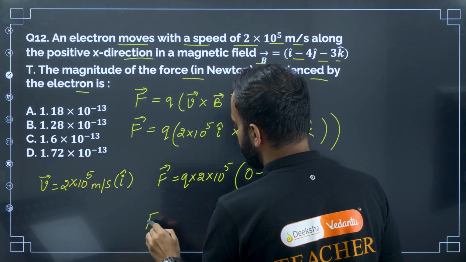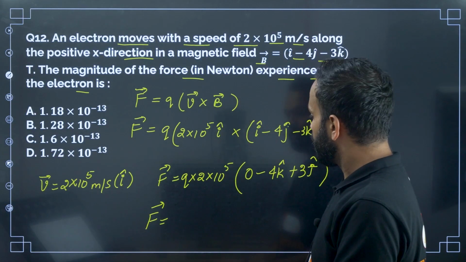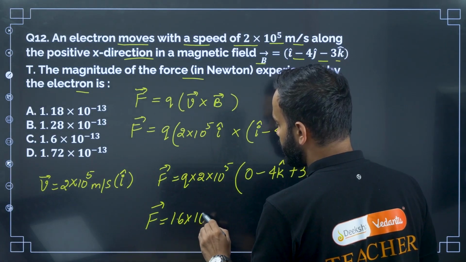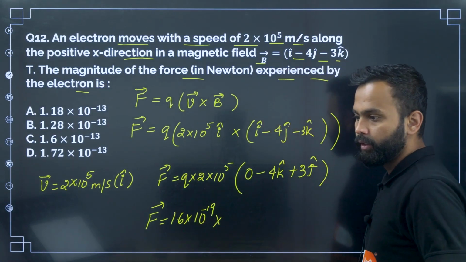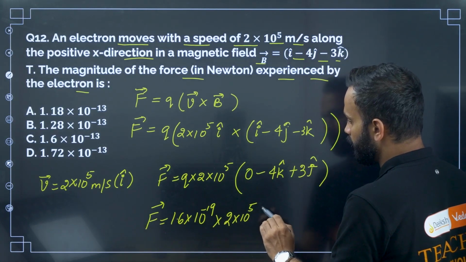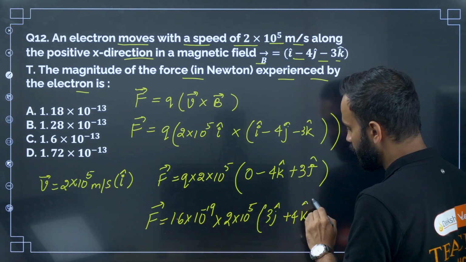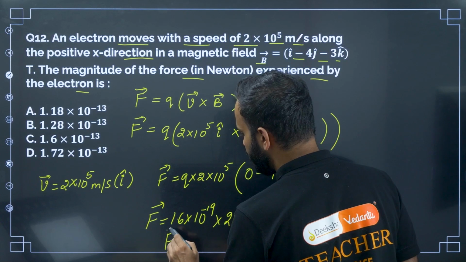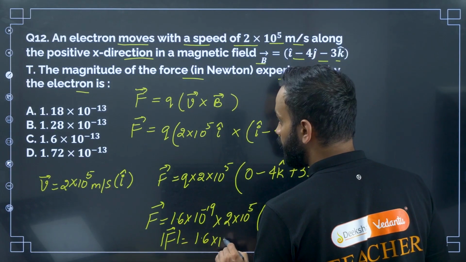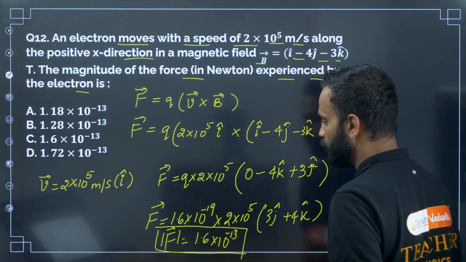So now F vector is equal to Q is 1.6 into 10 to the power minus 19, right? So 1.6 into 10 to the power minus 19 into 2 into 10 to the power 5 into 3j cap plus 4k cap. So now solve this, okay, you will get the magnitude of the F as 1.6 into 10 to the power minus 13.